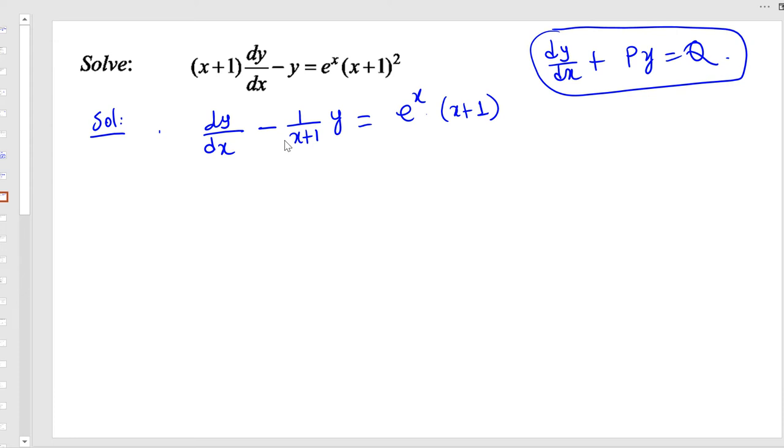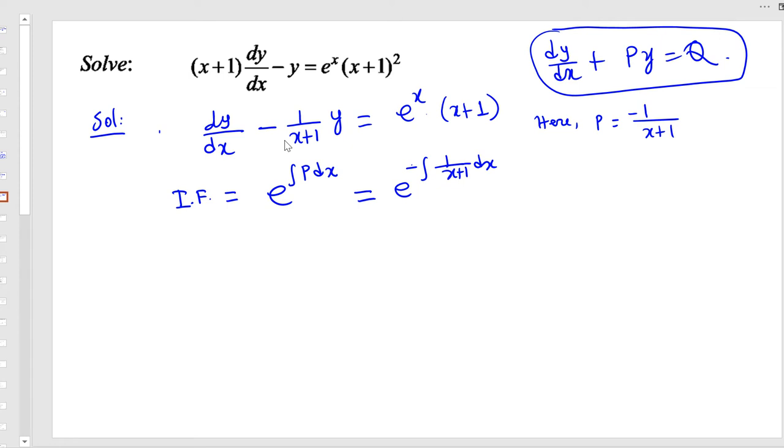So this is our standard form. Now here we have p equals 1 upon x plus 1, with a negative sign. So the integrating factor, the factor that we need to multiply with the whole equation, is e to the power minus p dx. So for that we need to calculate e to the power minus 1 upon x plus 1 dx.